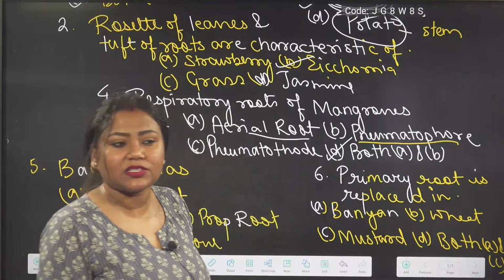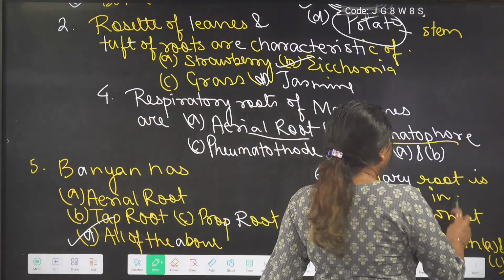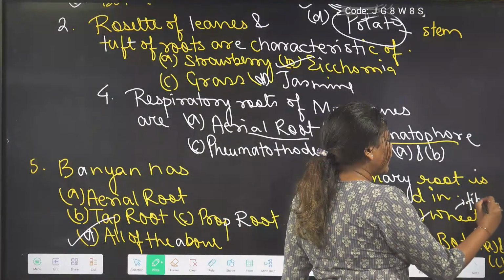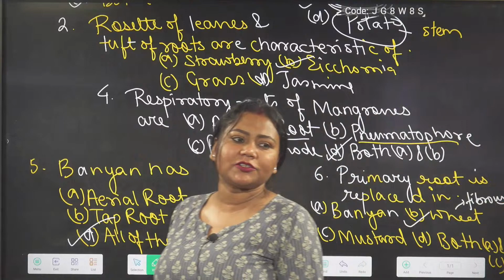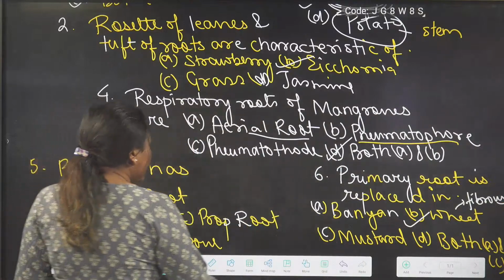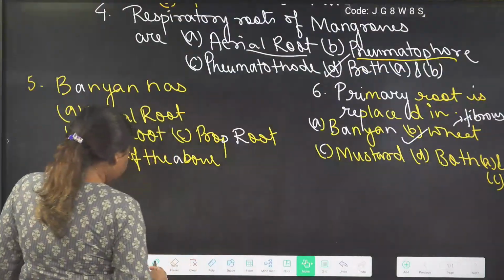Primary root is replaced where? It is replaced in wheat. Therefore, wheat has which type of root? Fibrous roots. Okay? Come on, next question.